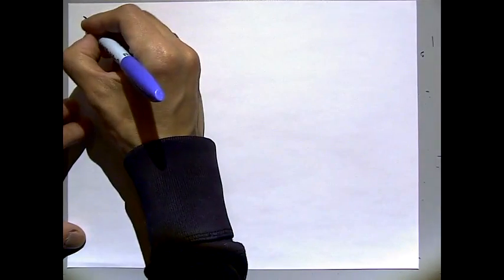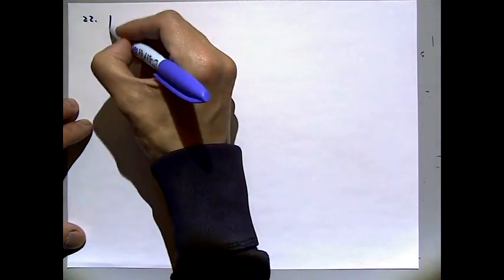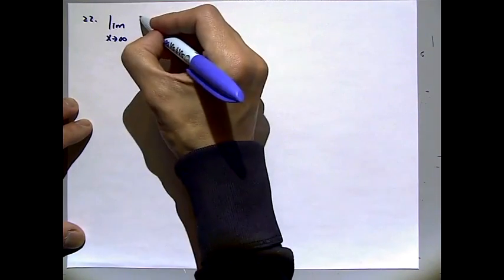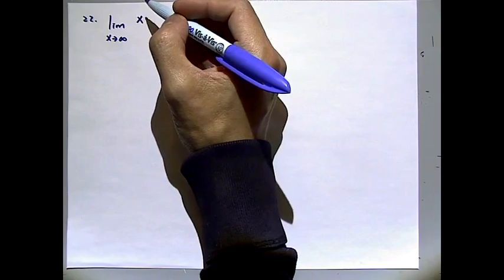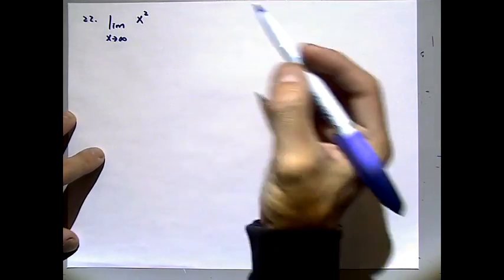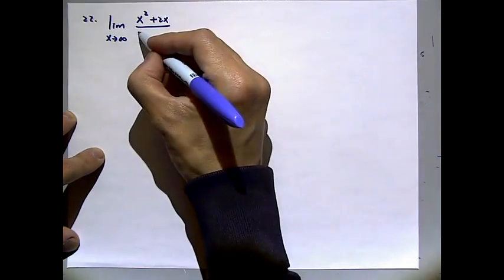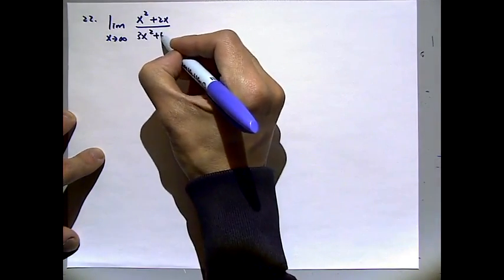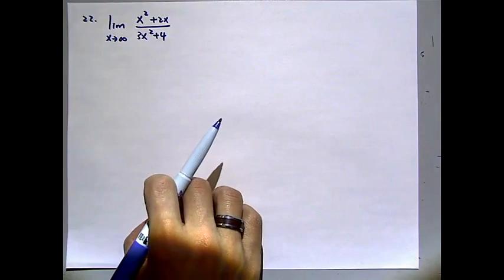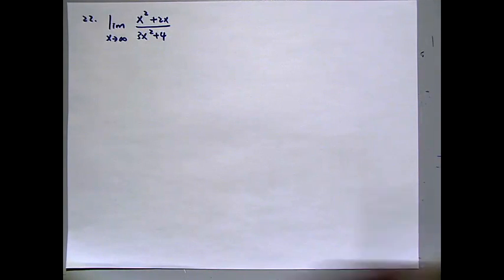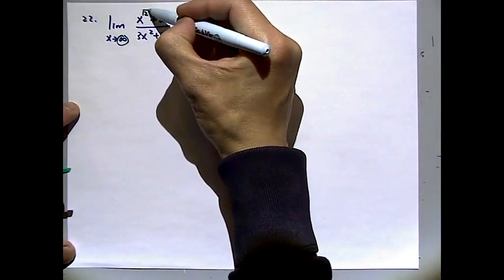Moving on, 22. It's a limit to infinity problem. This one seems pretty short. That's 1 over 3. You're right. It's very simple. Remember with this one here, because you're going to infinity, these guys have the same powers.